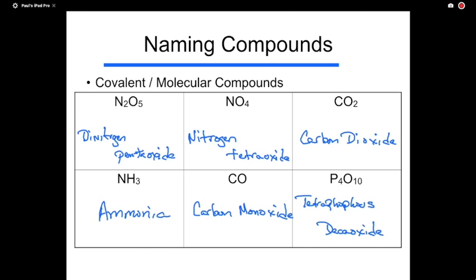Never use mono, di, tri, tetra with an ionic compound. That's the most common mistake I see. Just use them with molecular. That means the first element must be nonmetal. Okay? One thing I want to do an example for you. All right? The first one, not an example. The second one I will give an example for.